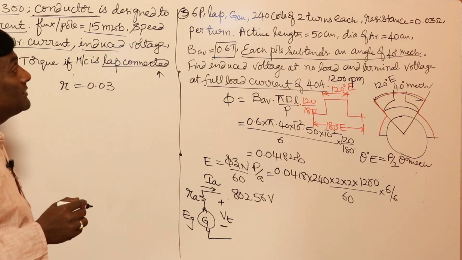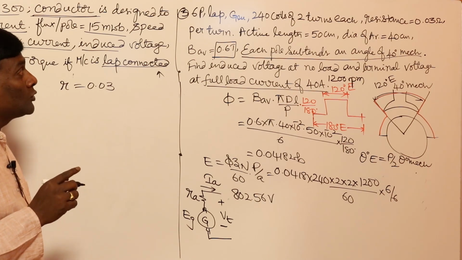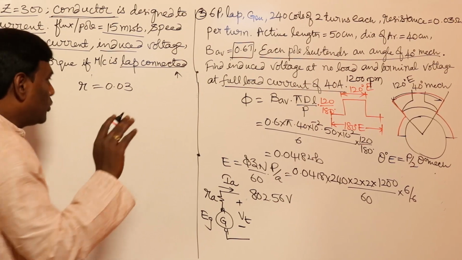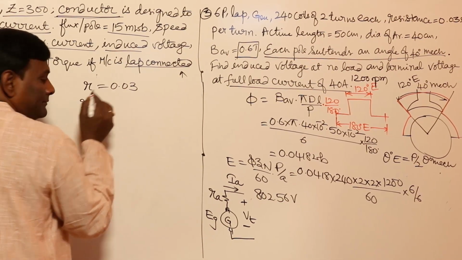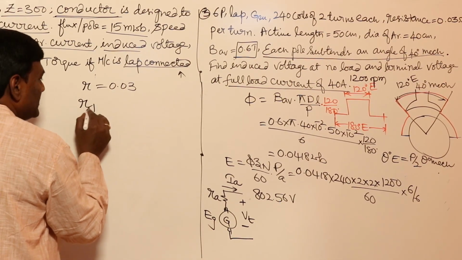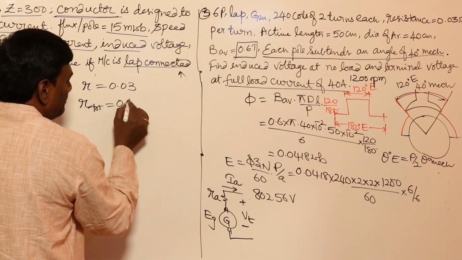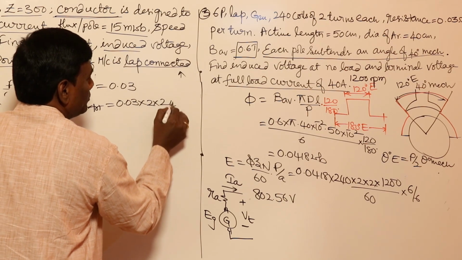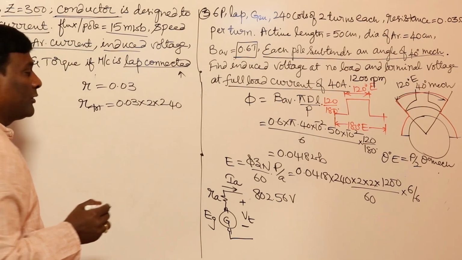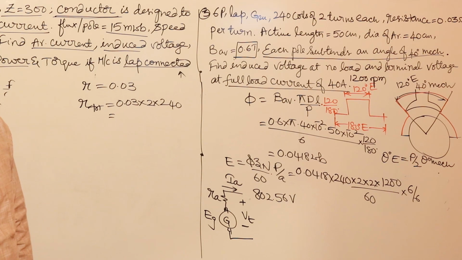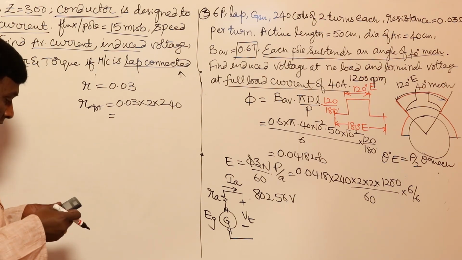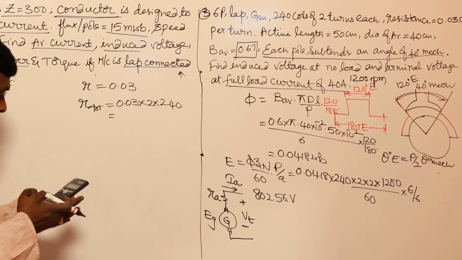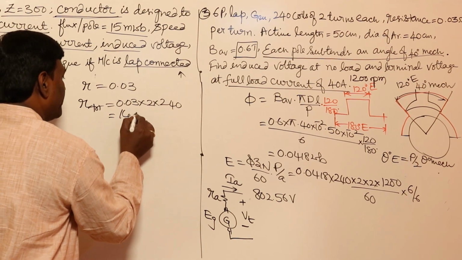Now how many coils are there? 240 coils of 2 turns each, and each turn has this resistance. So the total resistance is going to be per turn into 2 turns in a coil into 240. So 480 into 0.03 is 14.4 ohms.